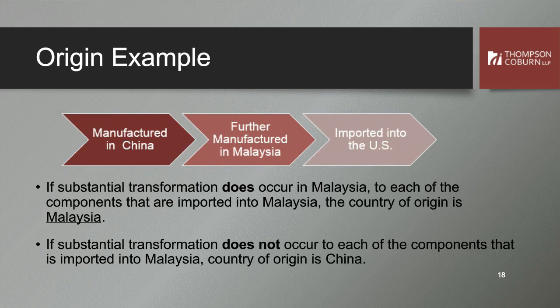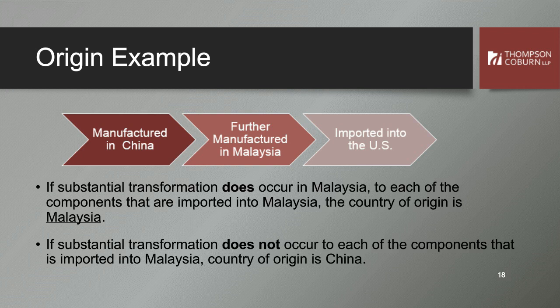One example, and one of the things that substantial transformation works well for, although all the origin tests do, is dealing with this idea of the flow of commerce. So we have something manufactured in China, further manufactured in Malaysia, and then imported into the U.S. If the substantial transformation does occur in Malaysia, to each of the components that are imported into Malaysia, the country of origin is Malaysia. But that's back to the question that was asked earlier. We have to be looking, in some cases, to each of the components. Were they substantially transformed?